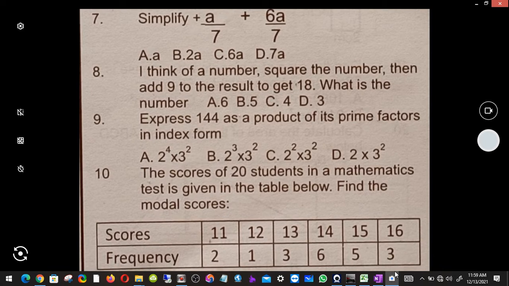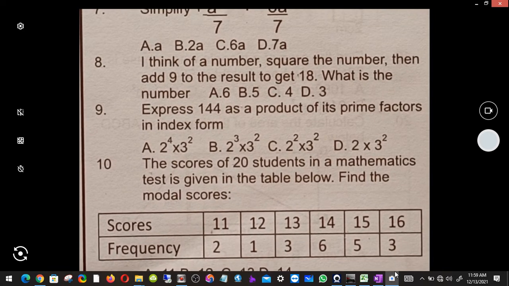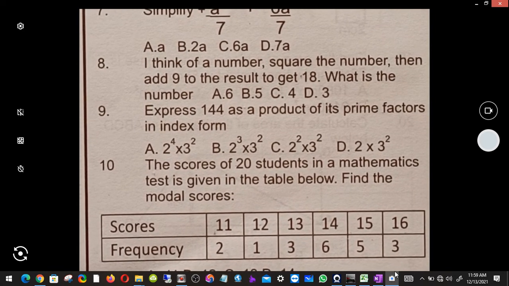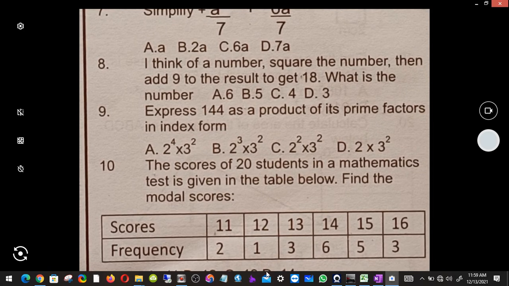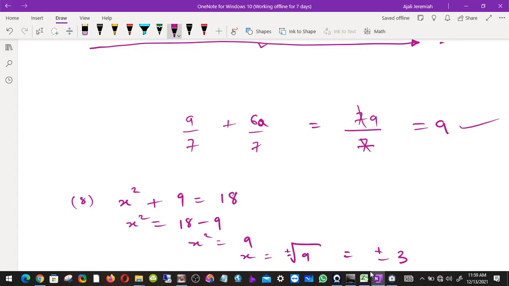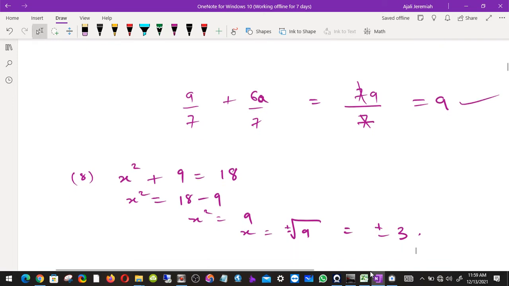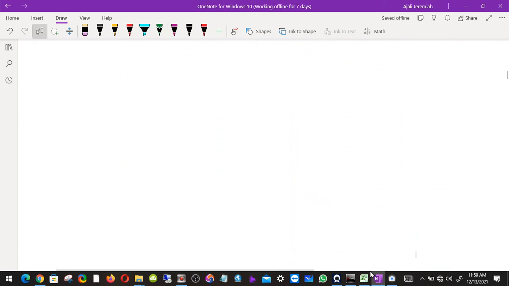Number 9, read for me. Express 144 as a product of its prime factors in index form. So in index form, 144. So do it like LCM, right? Yes. 144. Can 2 go? Yes. 2 into this, 72. Can 2 go? Yes. 2 into this, 36. Can 2 go? 18. Can 2 go? Yes. 9.